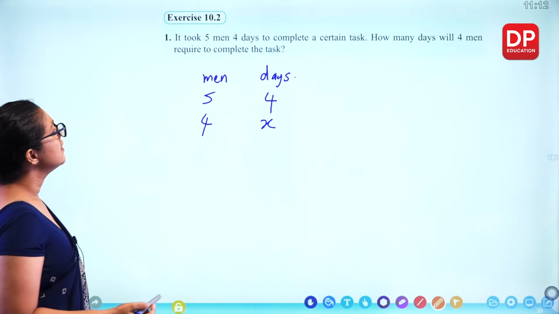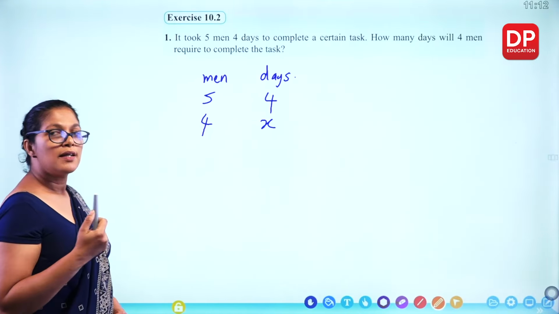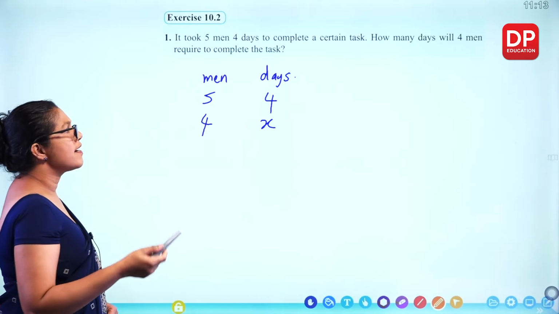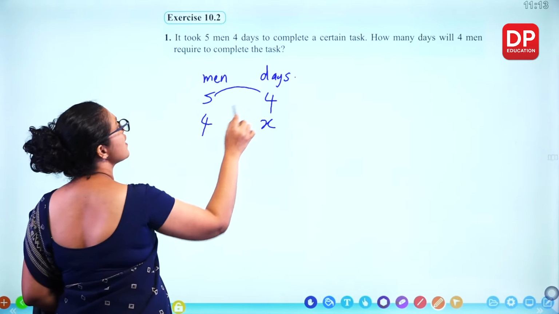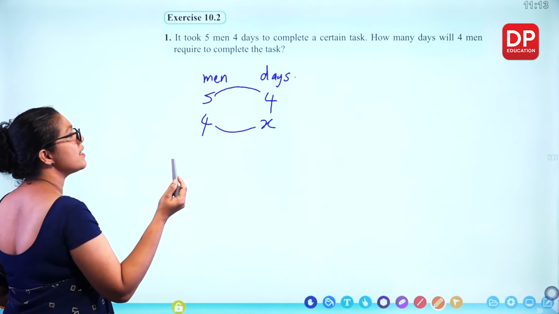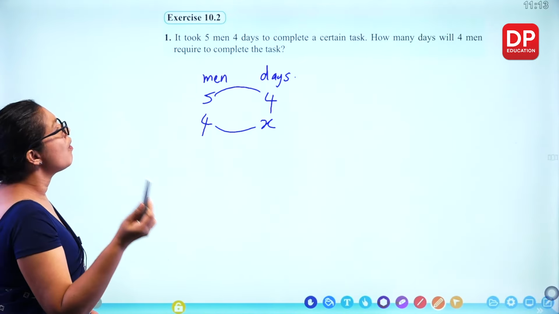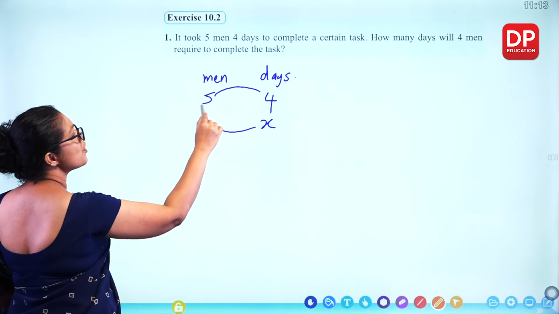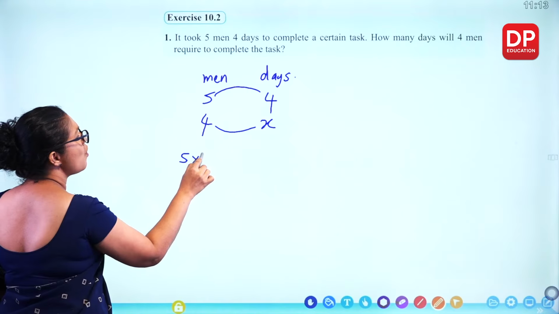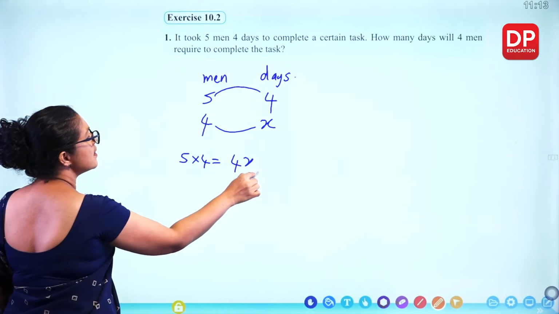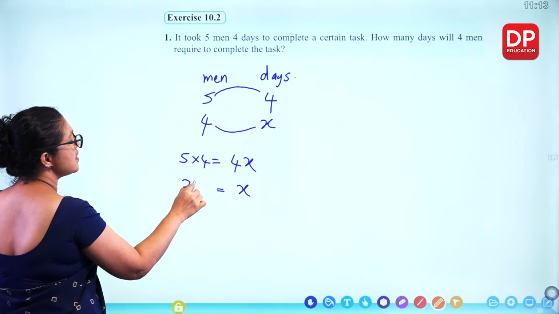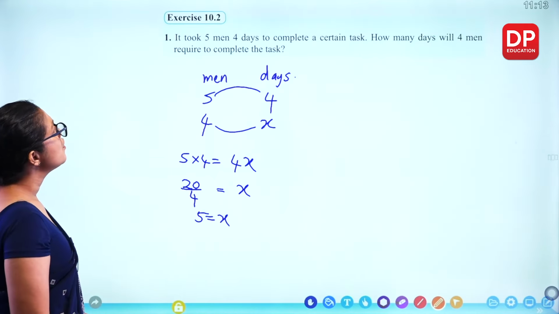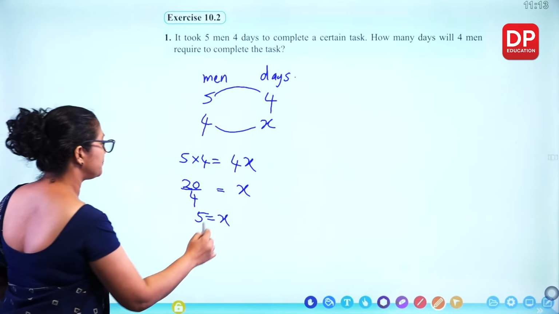So here we can use 2 methods. One is, we know this is indirect or inverse proportion. You can horizontally multiply and find out the answer, or you can use man days. So here, if you are using this method, 5 times 4 is equal to 4x. So what is x? 20 divided by 4, you get x as 5. That means you need 5 days.